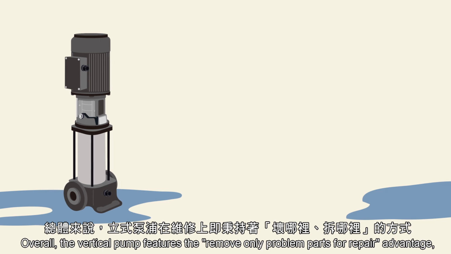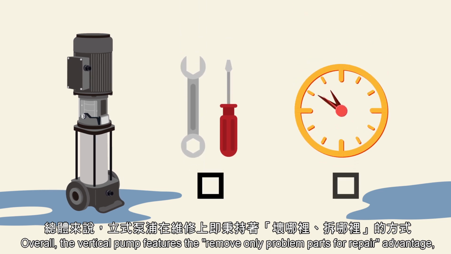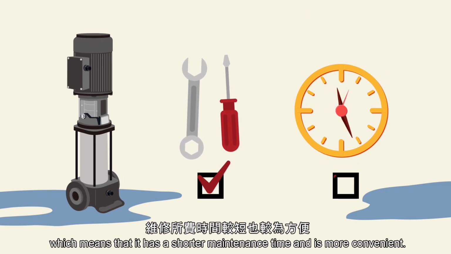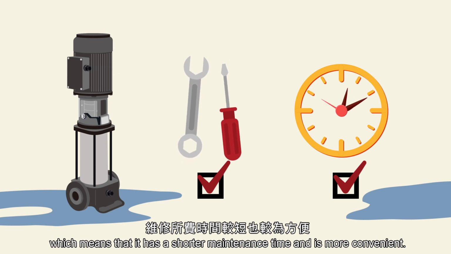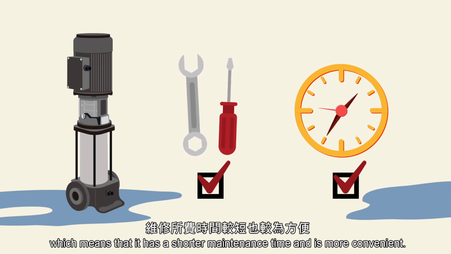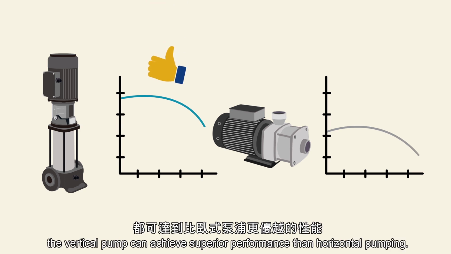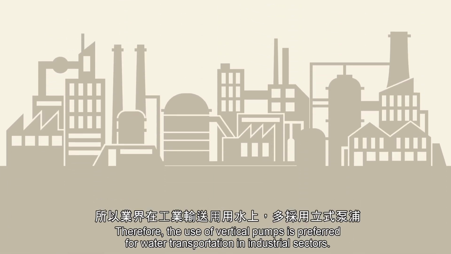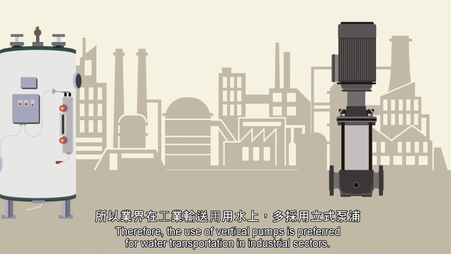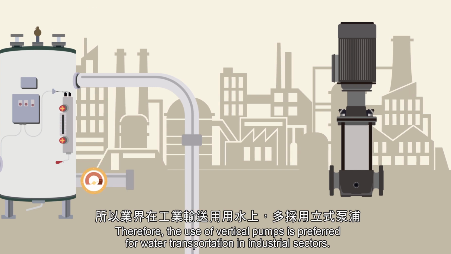Overall, the vertical pump features the remove-only problem parts for repair advantage, which means that it has a shorter maintenance time and is more convenient. As for performance, regardless of head or flow, the vertical pump can achieve superior performance than horizontal pumping. Therefore, the use of vertical pumps is preferred for water transportation in industrial sectors.